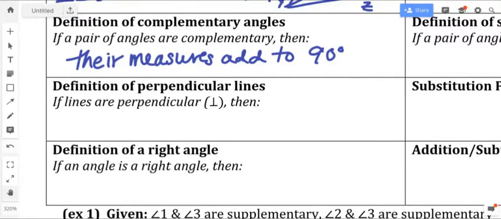Next is the definition of perpendicular lines. This actually comes up quite often. If lines are perpendicular, and remember this is the symbol for perpendicular, like an upside down capital T, we have to think about what the definition of perpendicular is. Hopefully we remember that perpendicular lines intersect to form right angles. So if lines are perpendicular, then we have a right angle.